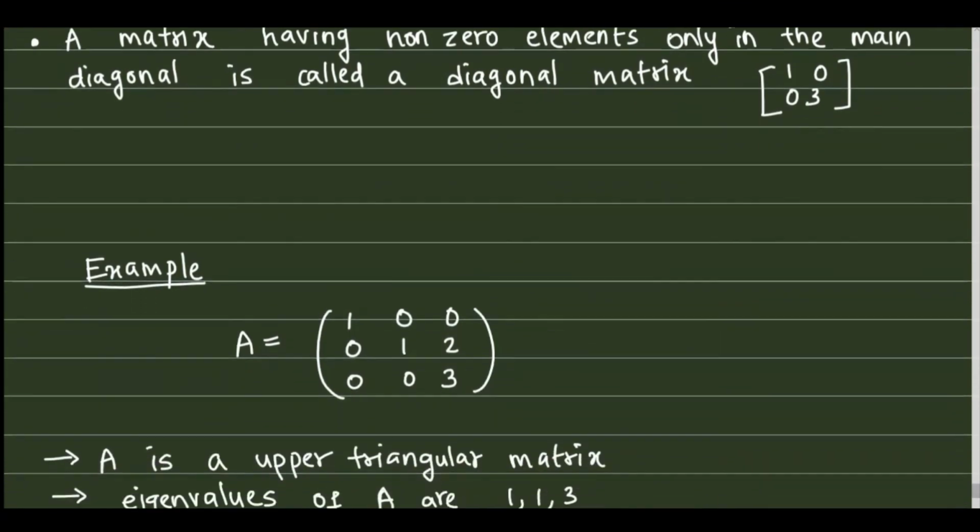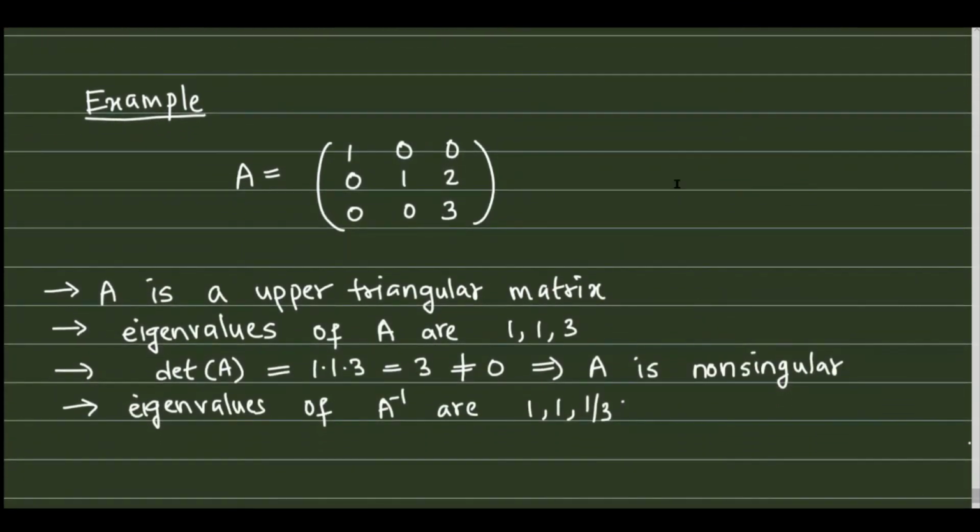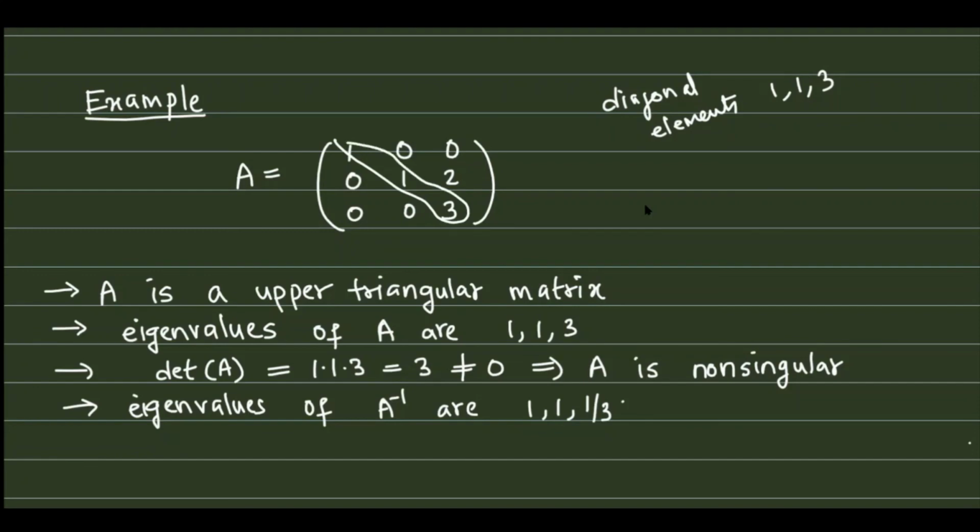For example, consider a 3 by 3 matrix A equal to 1, 0, 0, 0, 1, 2, 0, 0, 3. Here the diagonal elements are 1, 1, 3, and below the diagonal elements, all elements are 0. So this is an example of an upper triangular matrix. For an upper triangular matrix, the eigenvalues will be the diagonal elements. So the eigenvalues are 1, 1, 3.